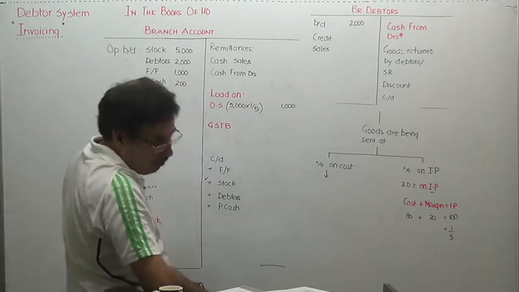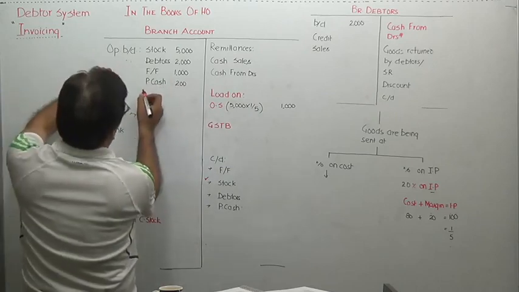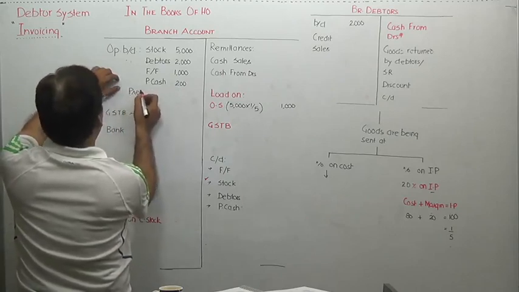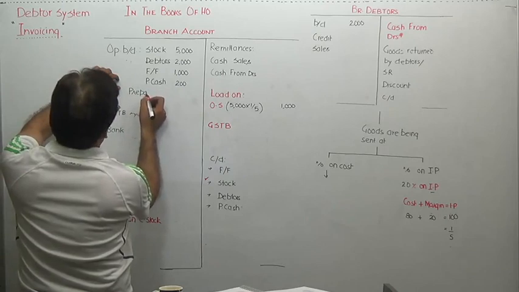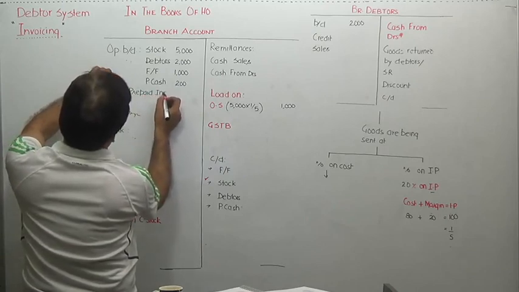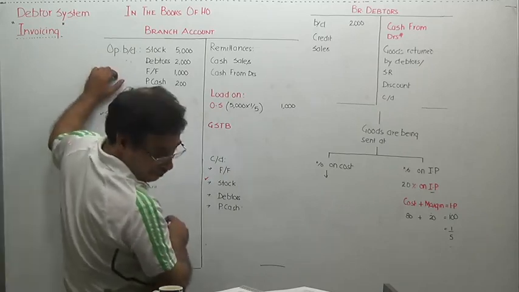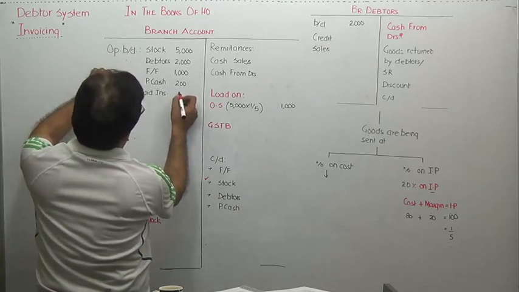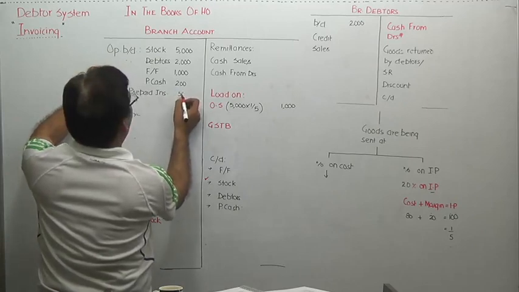Then we have been given insurance prepaid. Now prepaid insurance is also an asset, isn't it or not? So prepaid insurance, you are going to write down here, prepaid insurance. Prepaid insurance is 50.